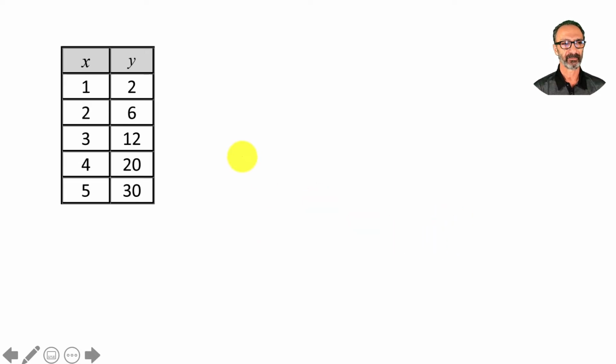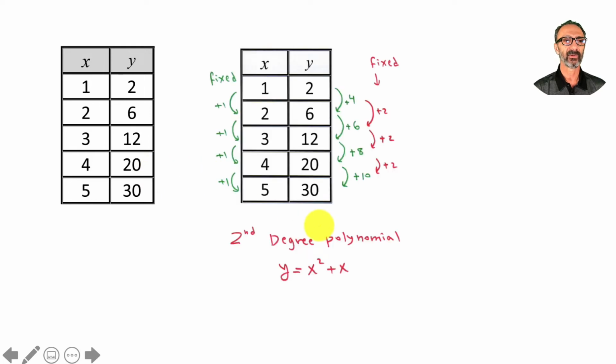This one here is fixed, or consistent with a fixed difference. This 2 to 6 to 12 to 20 to 30, it looks like it's increasing as we go. It's not fixed. Here's the work done for you, so I could save you some time. I don't want to make a video of 30 minutes if I could make it, let's say, 18.